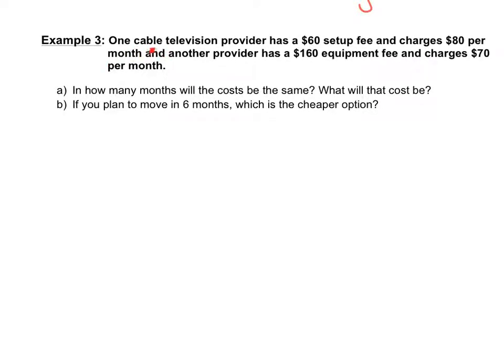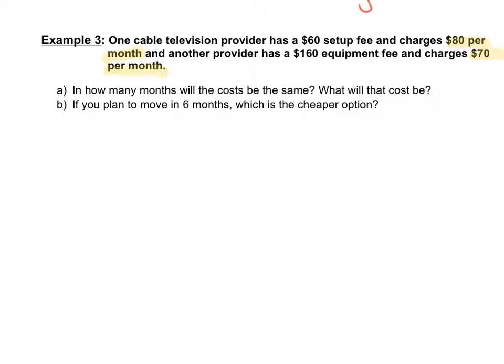One cable television provider has a $60 setup fee and charges $80 per month. Per. Remember, when you see per, that's going to be the one that's being multiplied by something. So that's like the times something. And another provider has a $160 equipment fee and charges $70 per month. All right. How many months will the costs be the same? What will the cost be? If you plan to move in 6 months, what is the cheaper option?